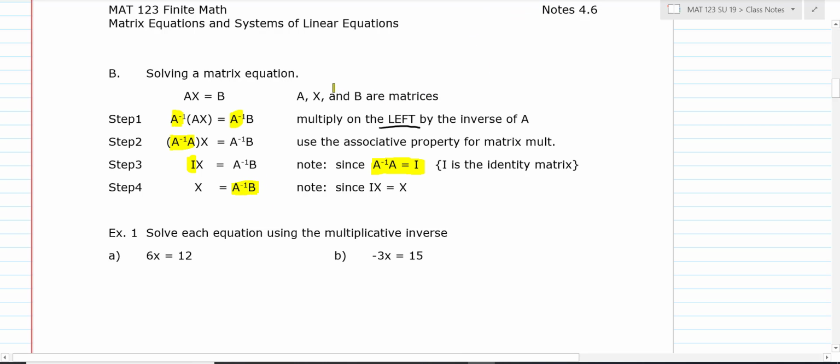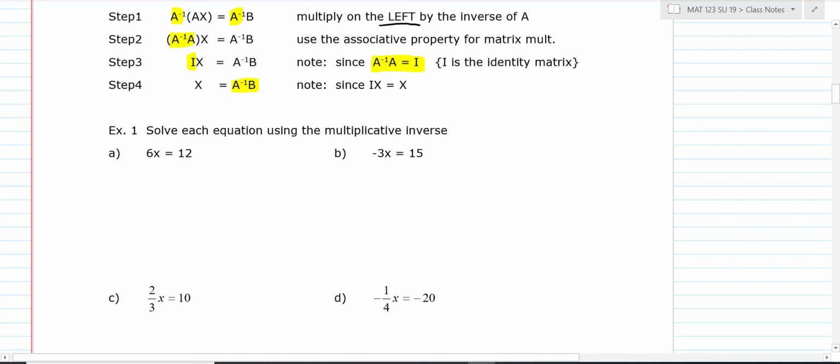So I think maybe what will help you understand what I just did is maybe just some basic equations, and I'm going to solve these in a way that's a little bit different than what you're typically used to. So this is a linear equation. Now, you're used to dividing by 6. We're going to do this different. We're going to multiply by the inverse. The inverse of 6 is 1/6.